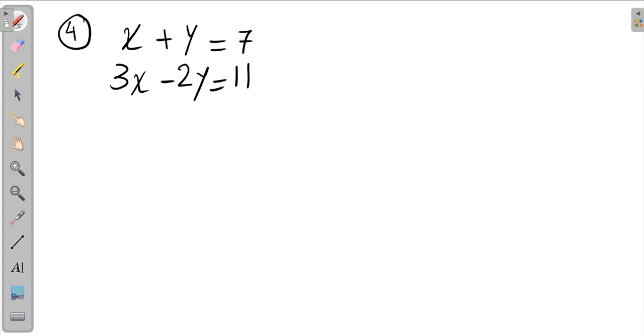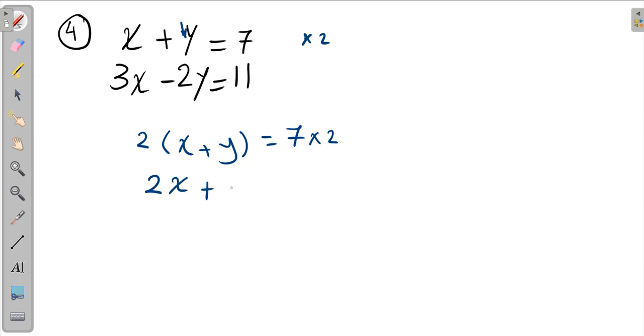The next example. You need to make 2 here, but you can't multiply the y only. You need to multiply the whole equation by 2. You have two sides. Then multiply the first side. The first side is x plus y. The second side is 7. Multiply also by 2. The first side is a box containing x plus y. How many x's? 2 x's. How many y's? 2 y's. Equals 7 times 2 equal 14.